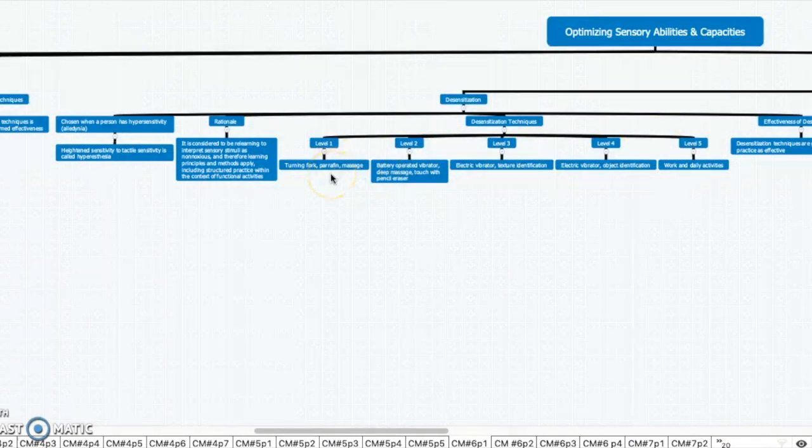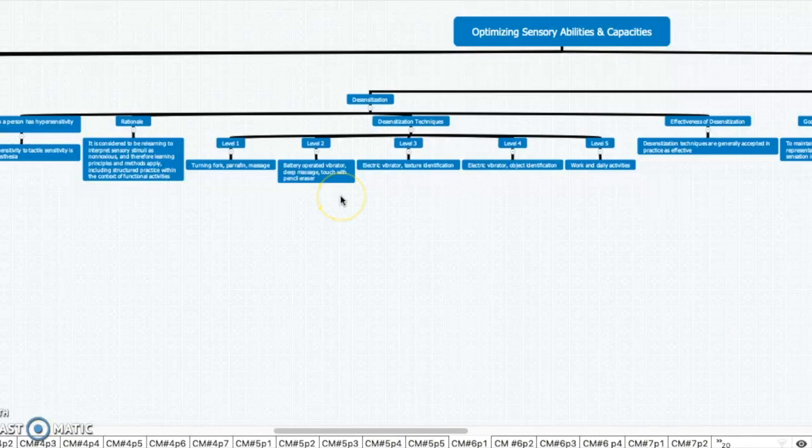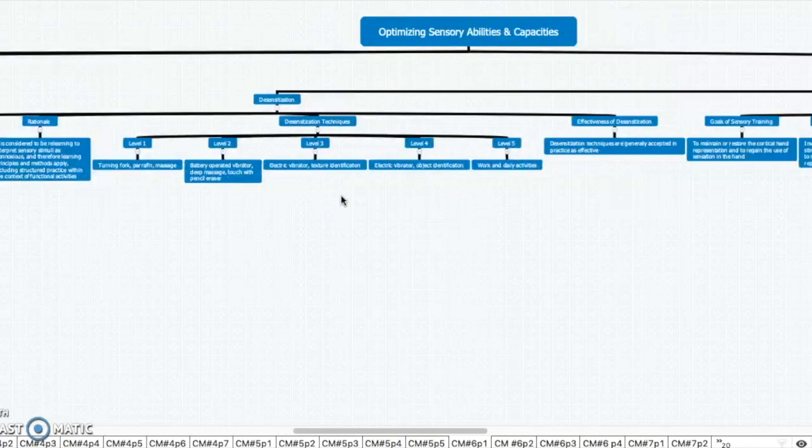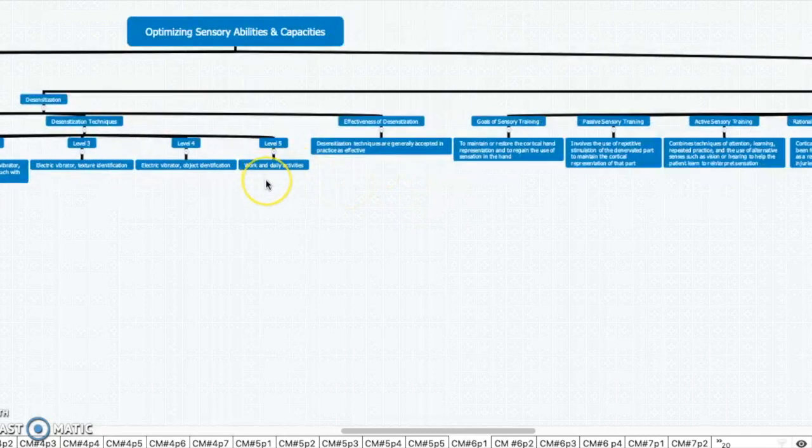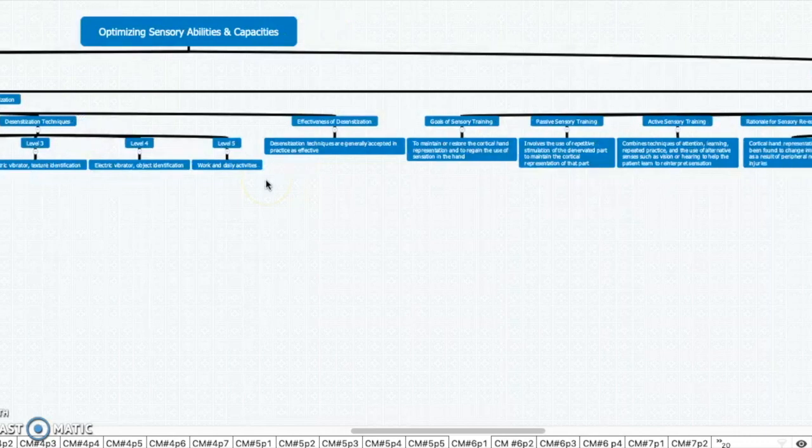Level 1 includes tuning fork, paraffin, massage. Level 2 includes battery-operated vibrator, deep massage, touch with a pencil eraser. Level 3, electric vibrator, texture identification. Level 4, same but with object identification. And then once you get to 5, it's work and daily activities. These techniques are generally accepted in practice as effective.